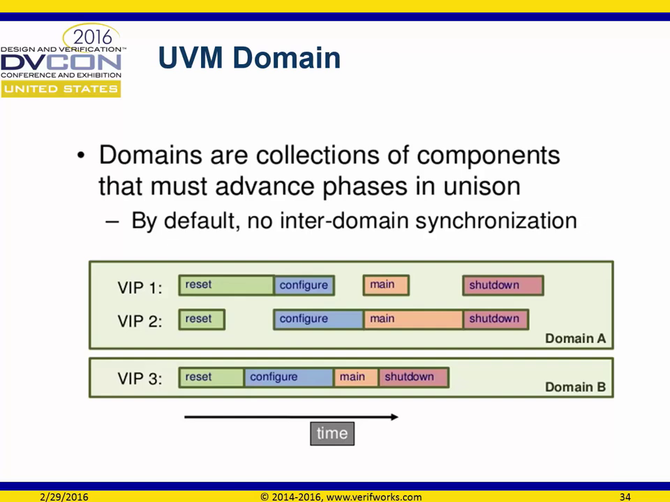You can create your own domain. There's a couple of papers by Doulos that talk about adding domains. They're nice papers. What happens is you can have VIP 1 and 2 in domain A and VIP 3 in domain B. When you look at this, you will see that VIP 3 may go through this sort of a sequence, whereas VIP 1 and 2 may go through a slightly different sequence. And they're in different domains.